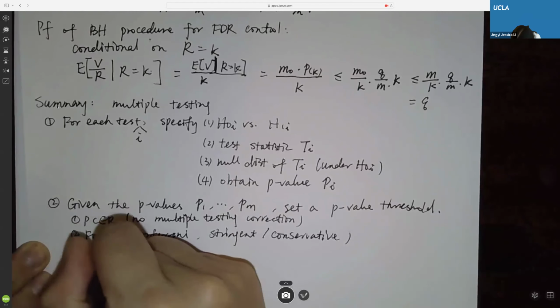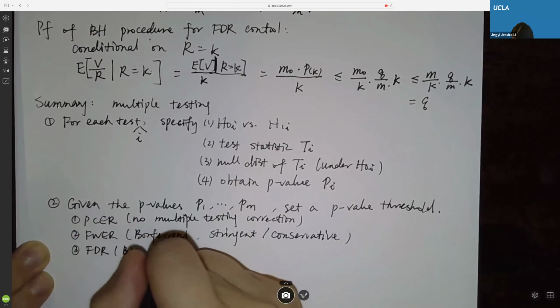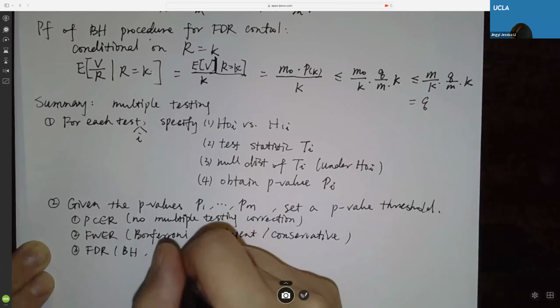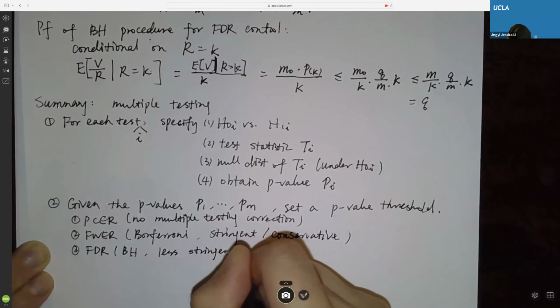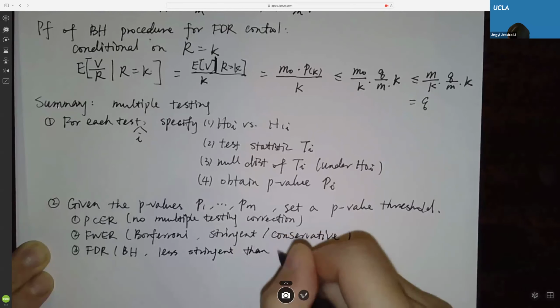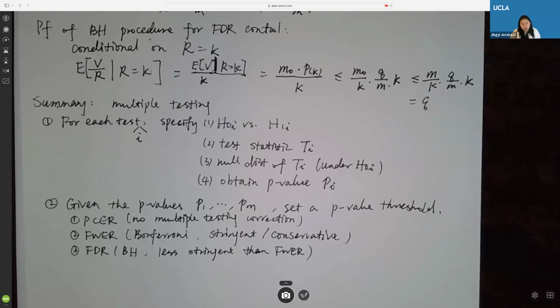Finally, FDR. And for this one, we have the Benjamini-Hochberg procedure, and it is less stringent than family-wise error rate. All right, these are the 3 different criteria we can use to set a p-value threshold. Okay, so one more thing I want to say is related to FDR.